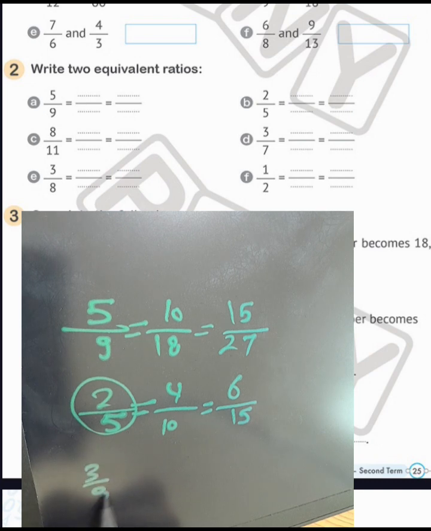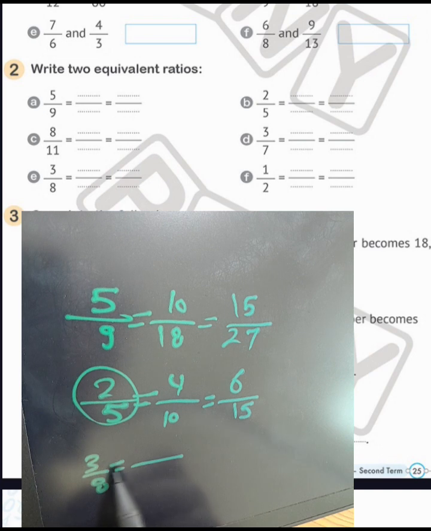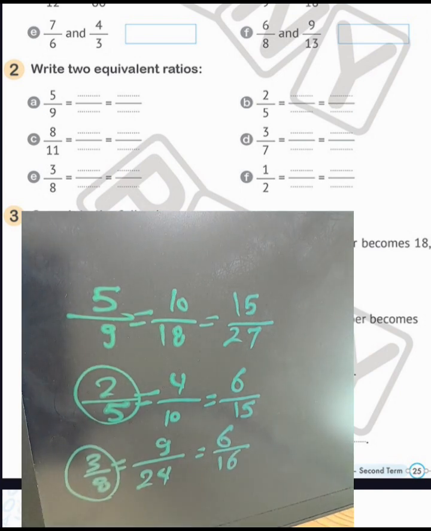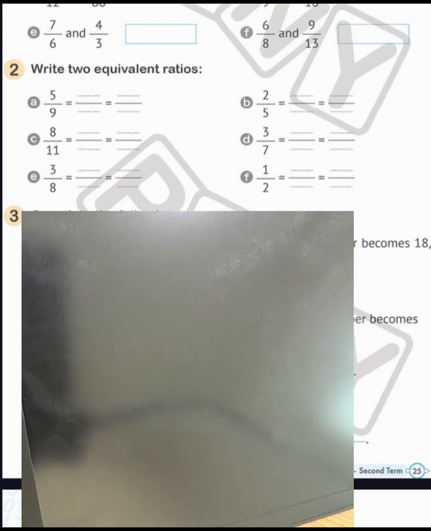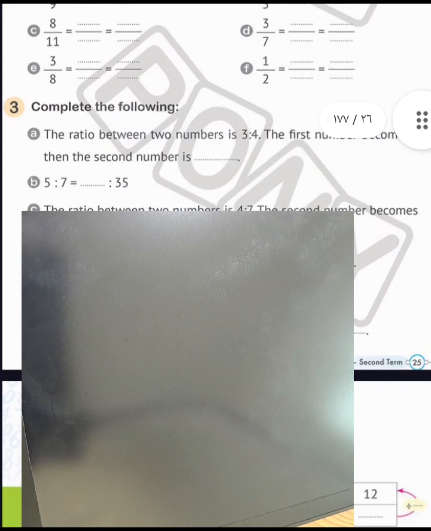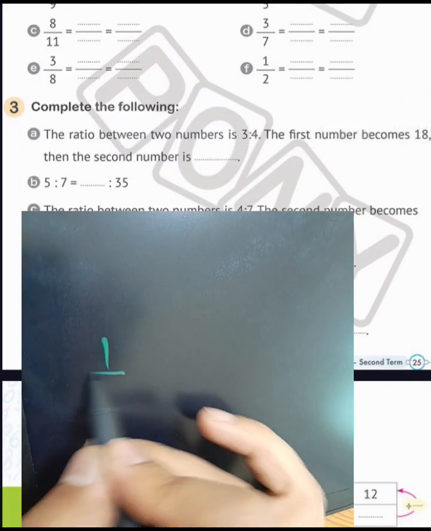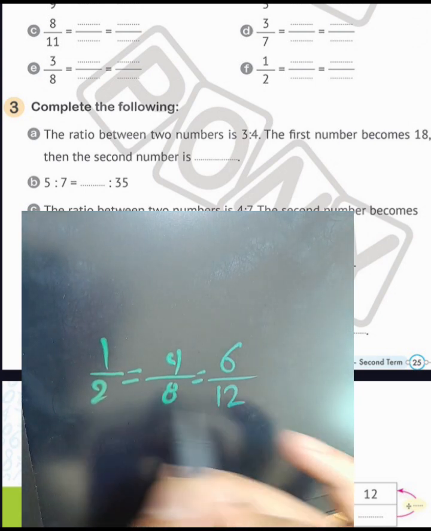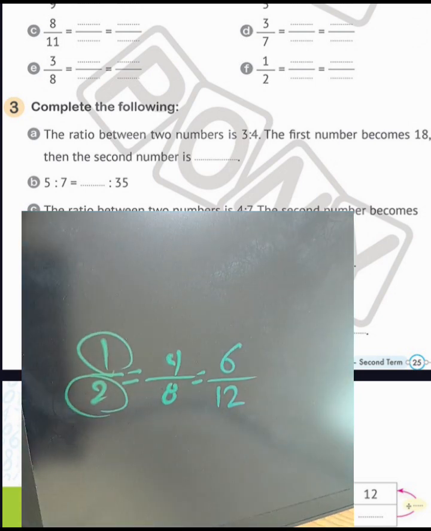3 over 8. We can find equivalent ratios by multiplying by 3. 3 times 3 equals 9, 3 times 8 equals 24, or multiplying by 2. 2 times 3 equals 6, 2 times 8 equals 16. And the ratio will be 6 over 16 here. Okay. And what about a half? We can write 1 over 2 equivalent to 4 over 8. Equivalent here 6 over 12, numerator half of denominator.